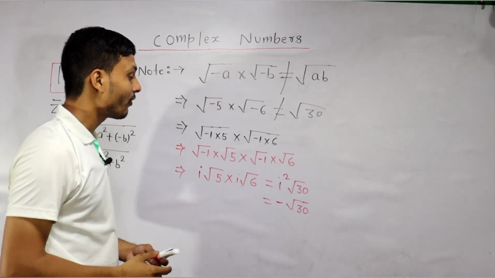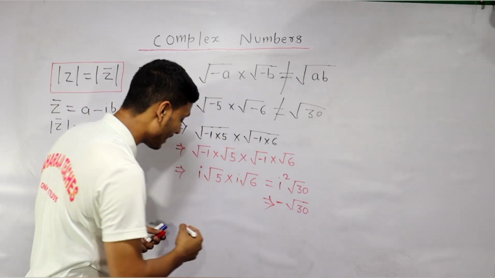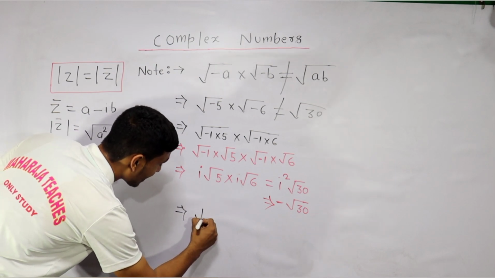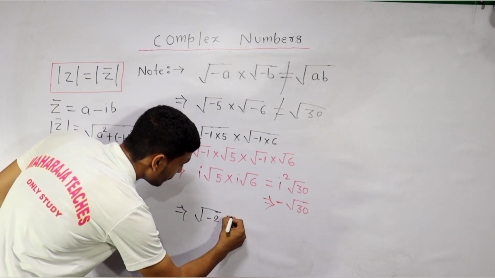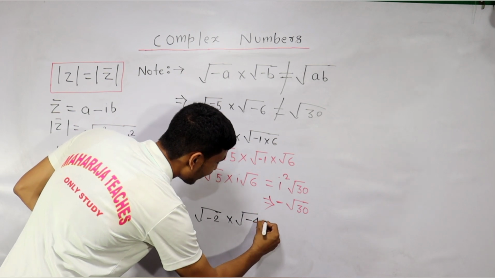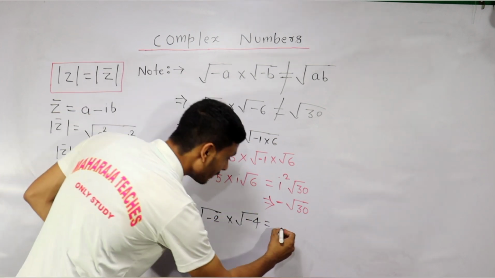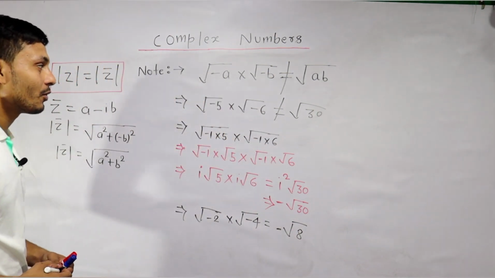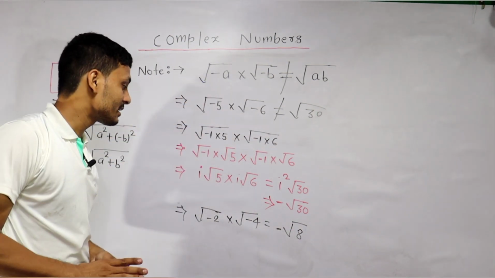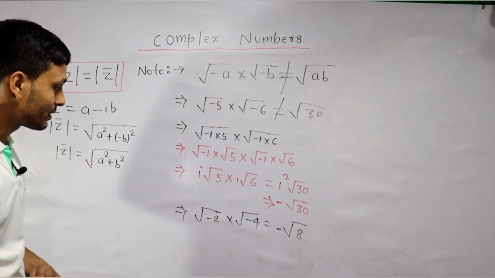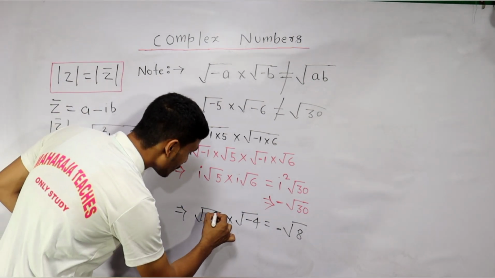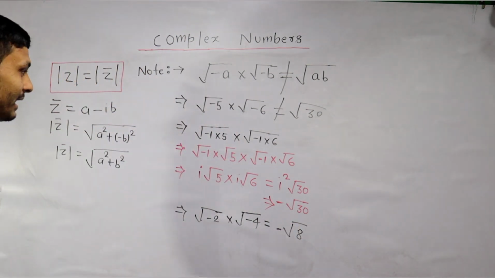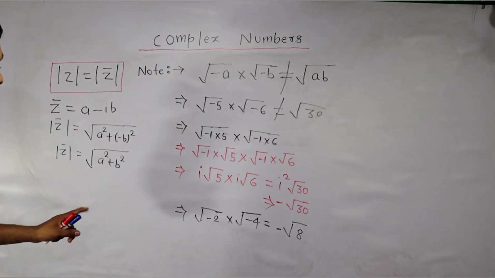So keep in mind, by taking an example, the square root of minus 2 into the square root of minus 4: 4 times 2 is 8, but with a negative sign. This concept is the right one. Just note it. The square root of minus 2 into the square root of minus 4 is equal to the square root of 8 with a negative sign. Is it right?